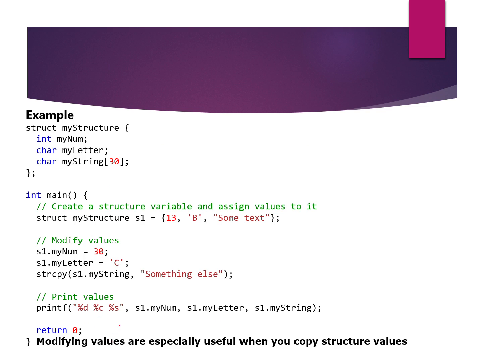Modifying values is especially useful when you copy data structures. So here was structure 1, and this is what we did. We printed the values, and here we modified the values. In this declaration, we gave some values, and what we did, we modified those values later.